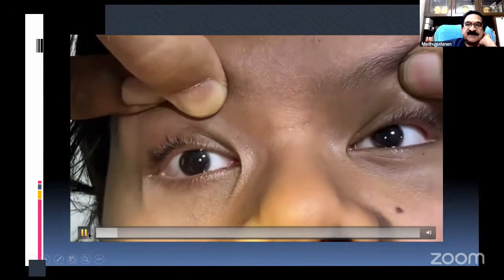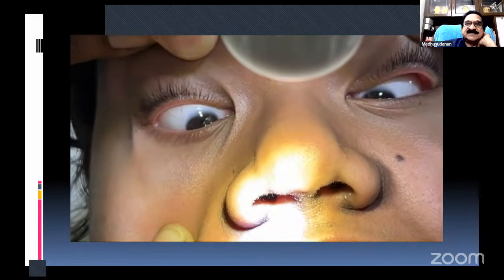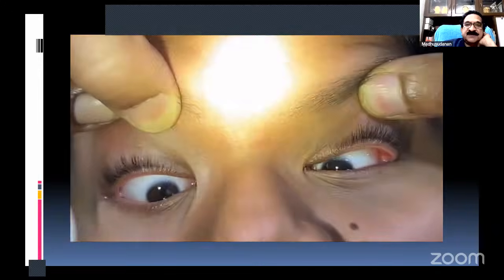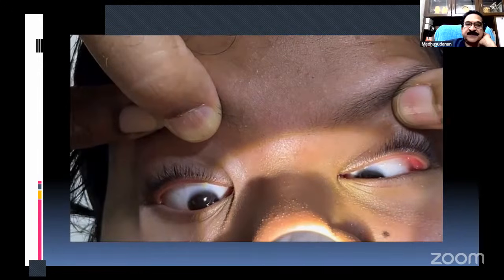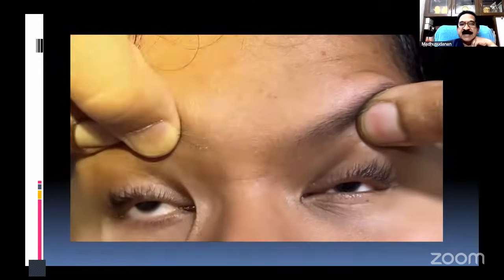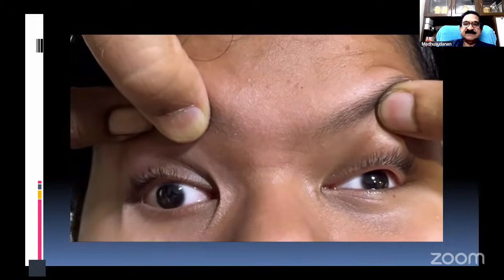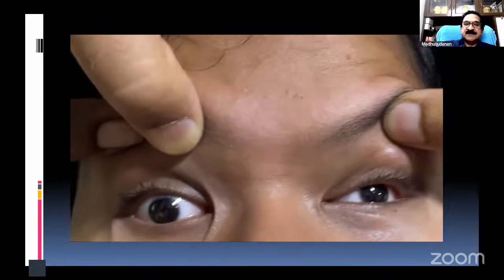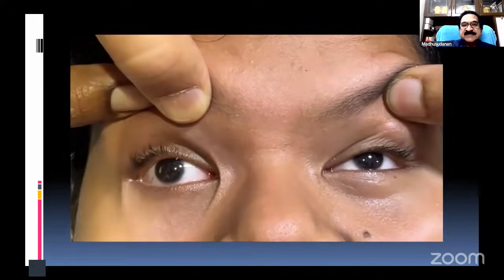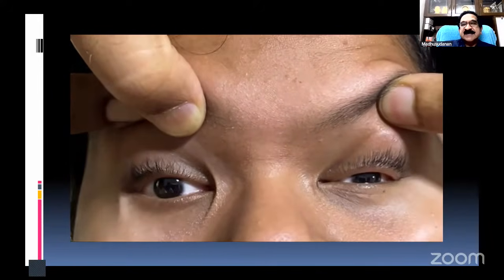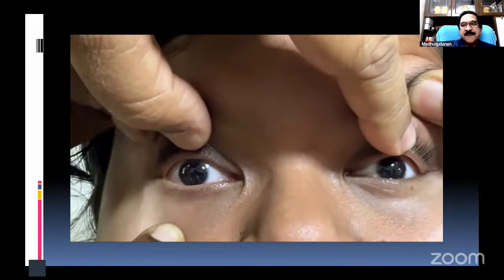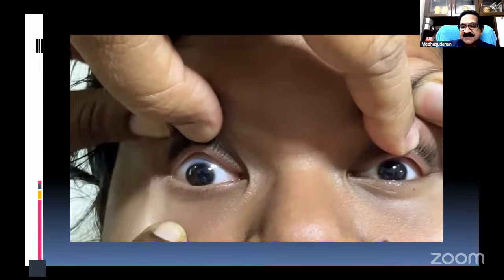Very good, very good convergence. I am going to do lateral gaze once again to find out whether there is no convergence. You ask her to look to right and left. See, there is no adduction. Again, no adduction on either side. So the adduction movement is much more during convergence than the lateral movement. So its convergence is intact.